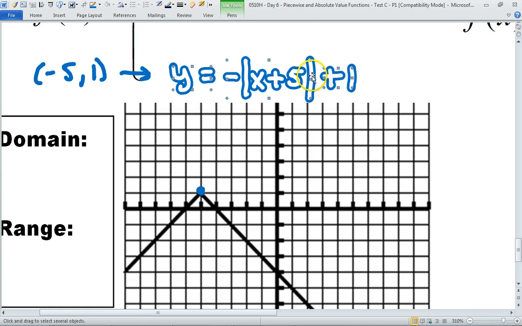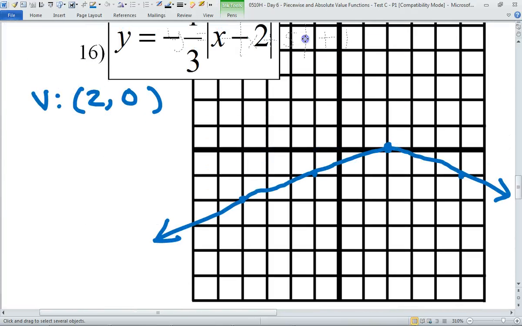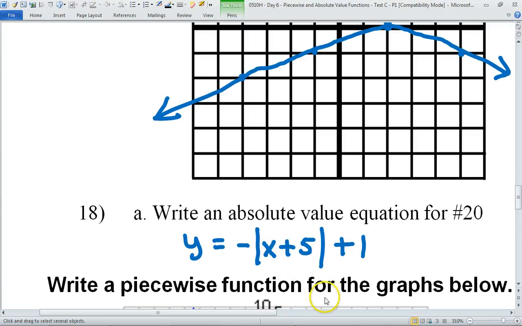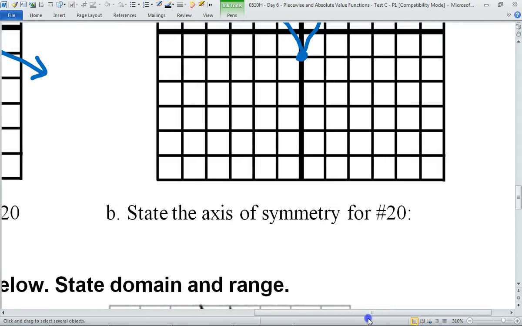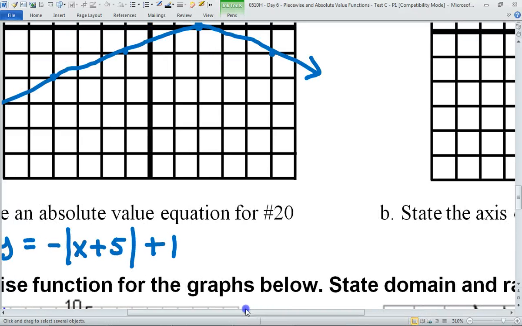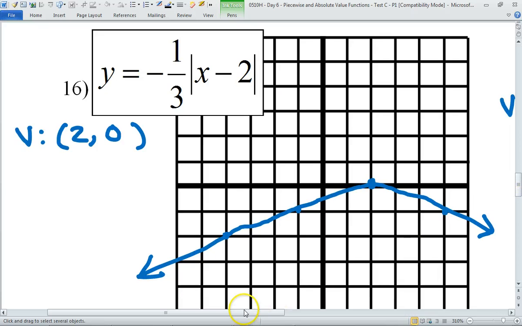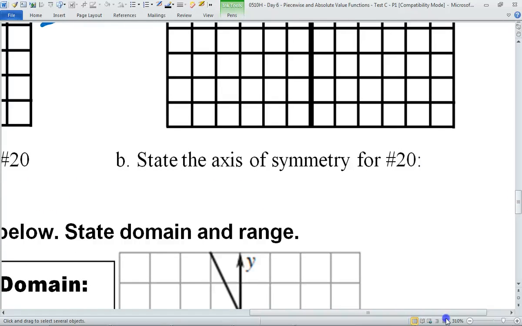So I'm going to capture it and move it. Wait, I passed it. Oh, it's number 18. Okay, so that's the answer to number 18. That's my absolute value equation. Wait, so yeah, that was right. That was the absolute value for number 20, right? Oh, on your paper it says 17? Oh, yeah, it's supposed to be 18. All right. Anyway, state the axis of symmetry.